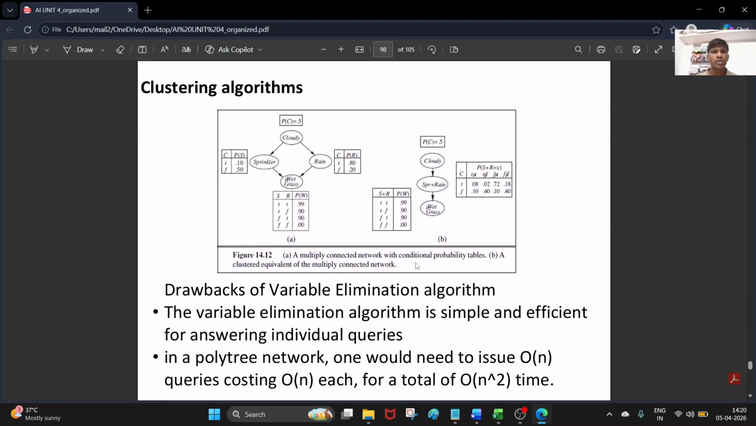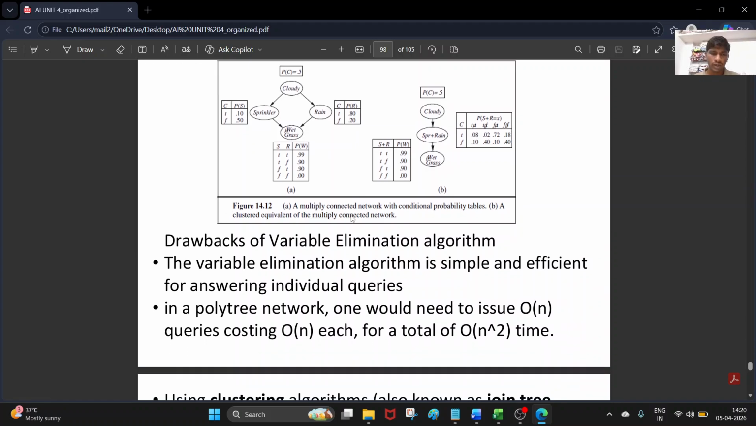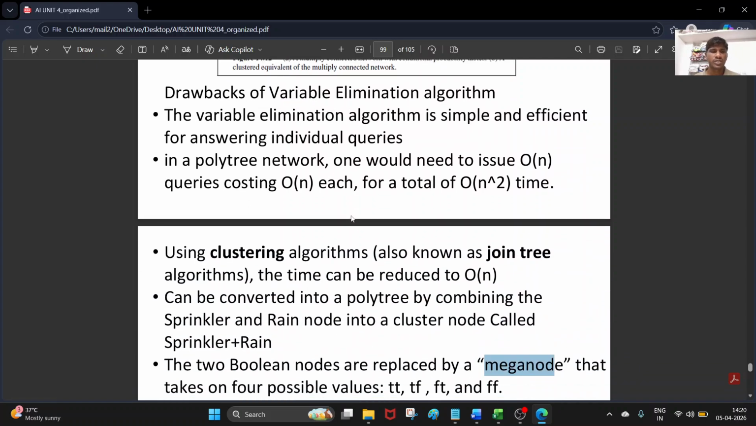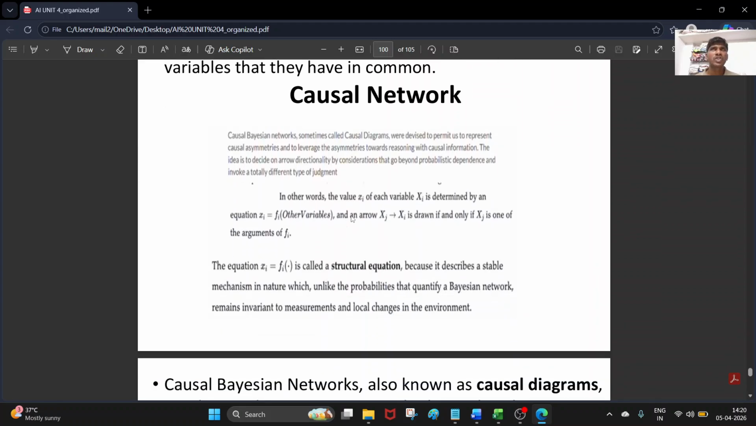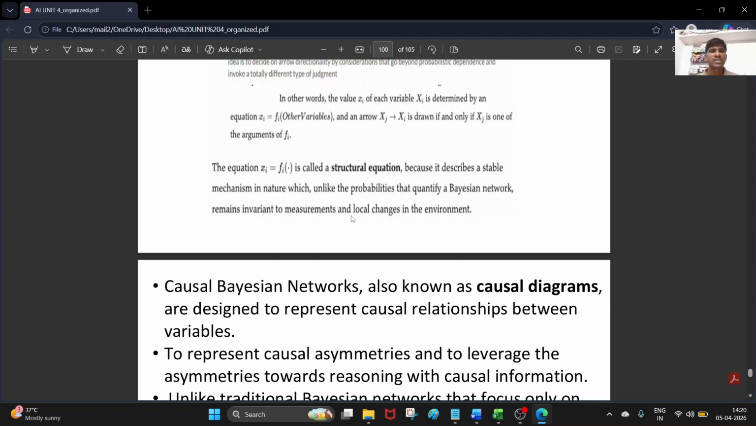So this mega node will have four possible combinations because it is formed from two nodes. So clustering algorithm is nothing but it combines two nodes to form a mega node in order to reduce the complexity. This is regarding the exact inference by means of elimination of a variable and clustering the nodes.